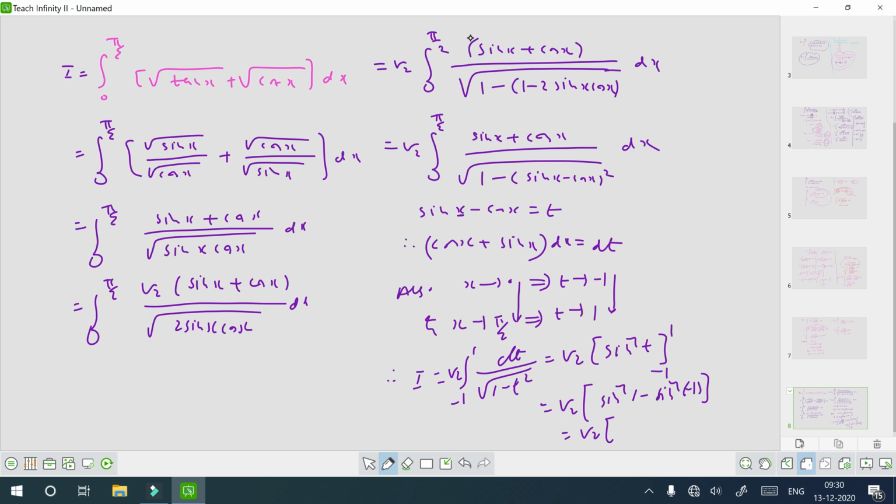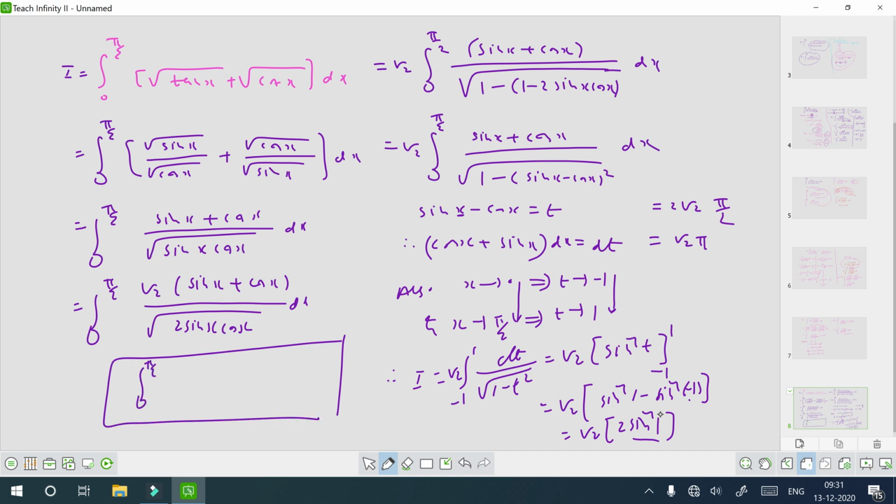Root 2, sin inverse is an odd function. Sorry, sin inverse of minus x is equal to minus sin inverse x. So that comes out to 2 sin inverse 1. And that is equal to 2 root 2 into pi by 2, because sin inverse 1 is pi by 2. So that comes out root 2 pi. This is the answer. So I would like to leave this example for you.